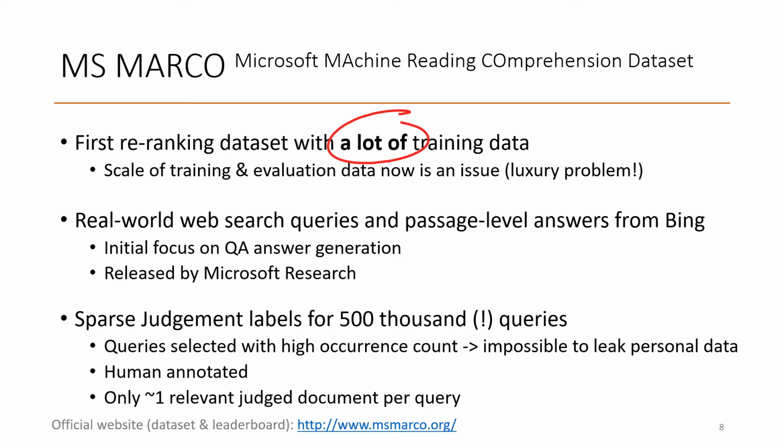The MS Marco dataset is created from real-world web search queries and passage-level answers from the Bing search engine. Its initial focus was on question answering, the answer generation, and it's been released by Microsoft Research. It contains sparse judgments with labels for over 500,000 queries for training. The queries are selected with a very high occurrence count in Bing, so that it is impossible to leak personal data. And those sparse judgments are humanly annotated. However, we only have, on average, a bit over 1 relevant judged document per query.